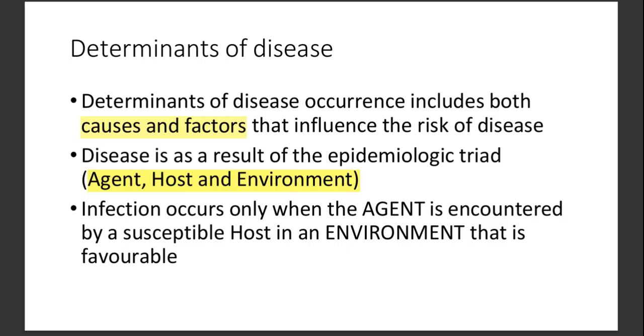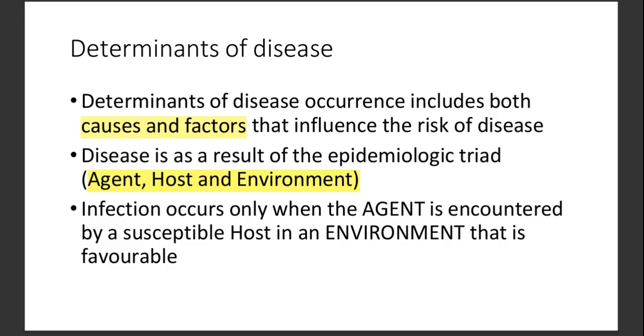Because infection does not occur at random. Infection is only going to occur when the agent is encountered. The agent is that thing that is able to cause disease. For example, the plasmodium parasite carried by the mosquito is the agent. Actually, the mosquito is the one carrying the plasmodium parasite that can cause disease, but in this case, the plasmodium is the agent because it is the one that is going to cause disease. So we first encounter the agent, and even if you encounter it, not everyone is going to get sick.